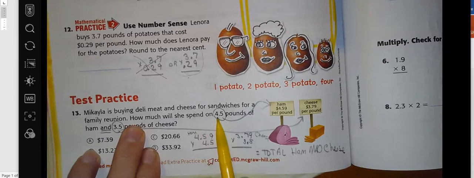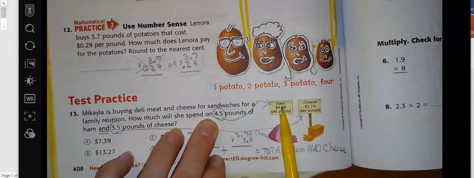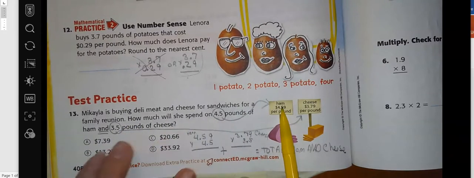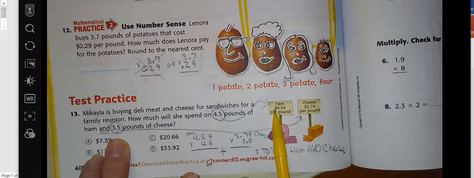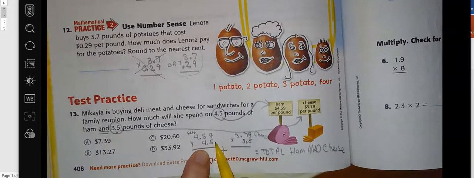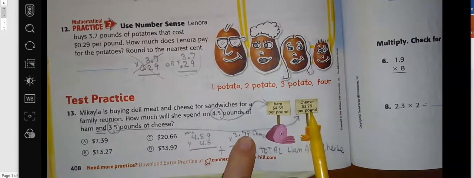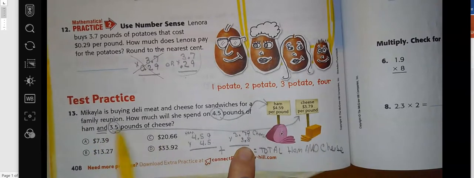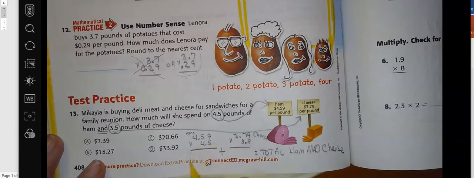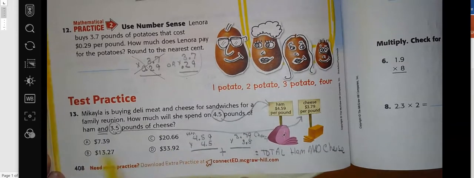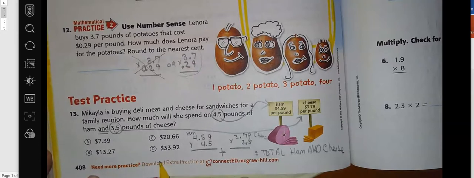How much will she spend if she buys 4.5 pounds of ham and 3.5 pounds of cheese? Well, you need to pay the price for your ham 4.5 times. You need to pay the price for your cheese 3.5 times. Then you need to put those two totals together. So you will need to add those two in order to come up with one of these choices.